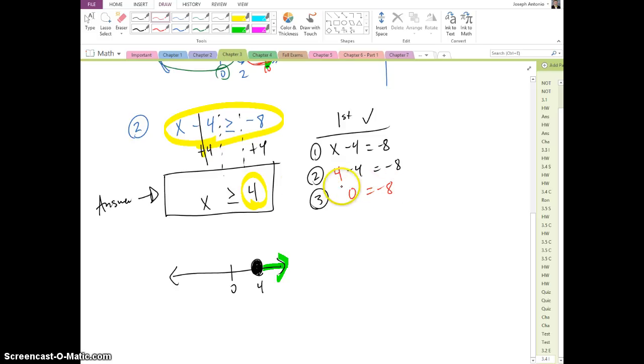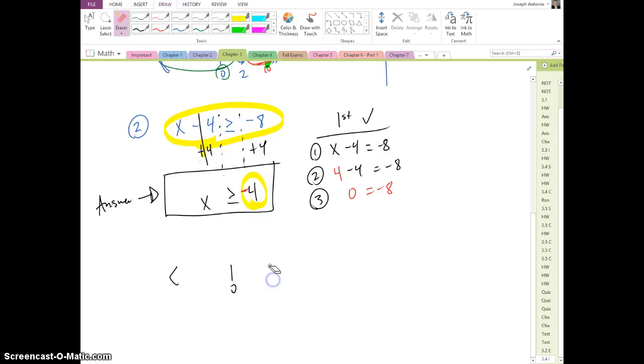So what I must have done is done something wrong. I'm going to go back. It was subtraction, I should have added. It's negative 8 plus 4. Oops, it should be negative 4. There you can see the mistake. Yes, I made that on purpose to show you how you check your work. So x is actually greater than or equal to negative 4.